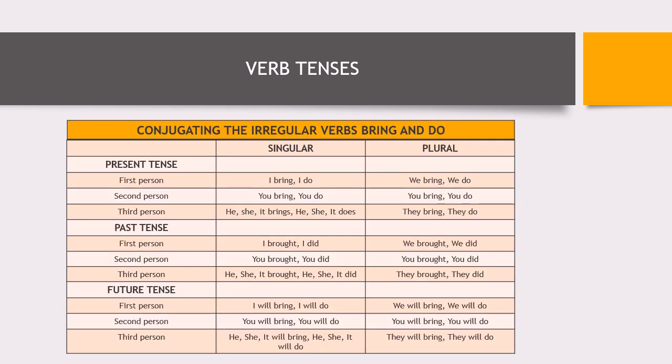Verb tenses. The table shows how the irregular verbs bring and do are conjugated in the present, past and the future tense.